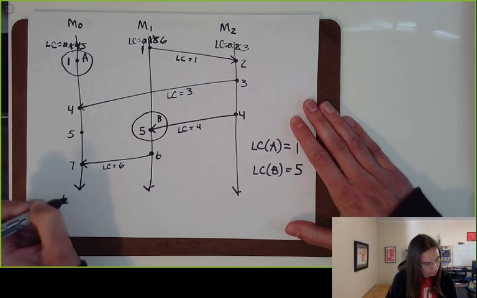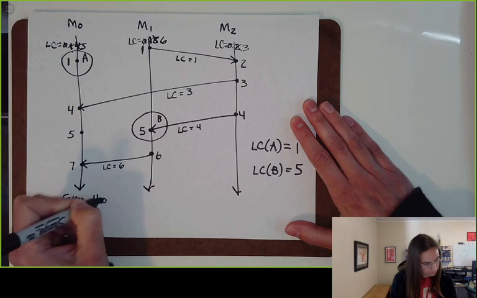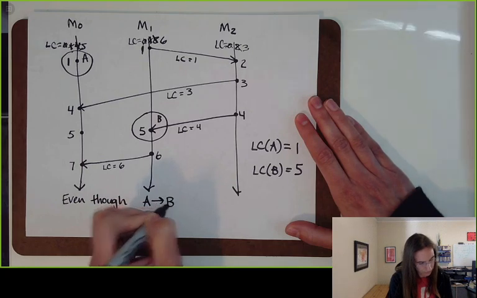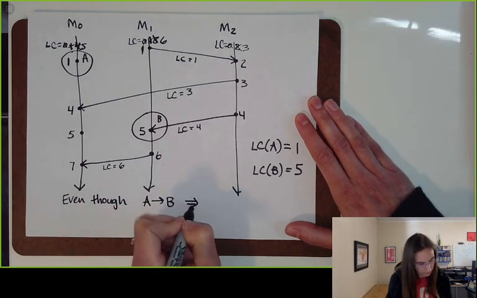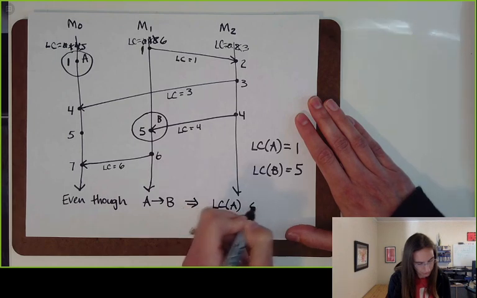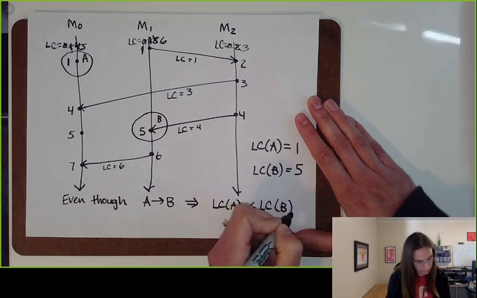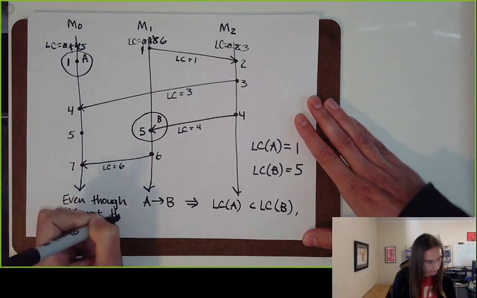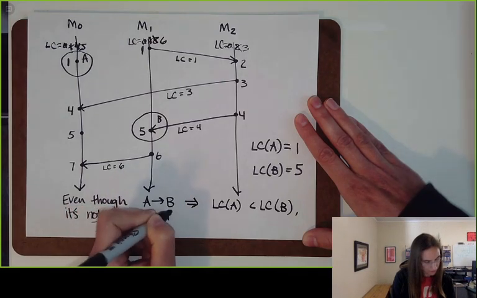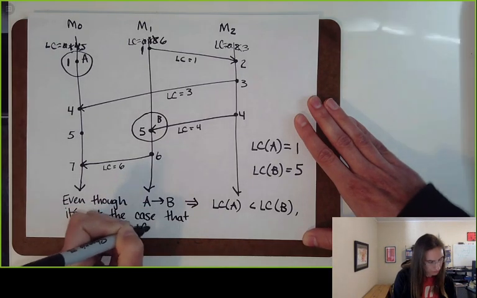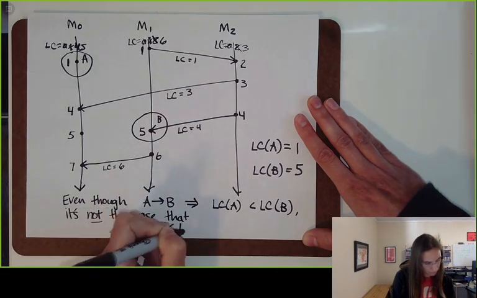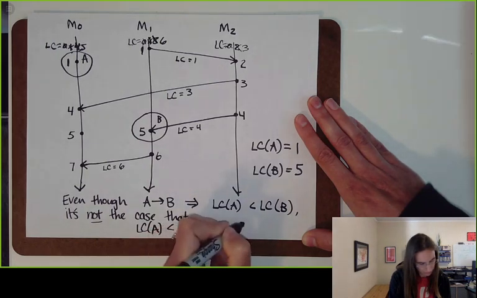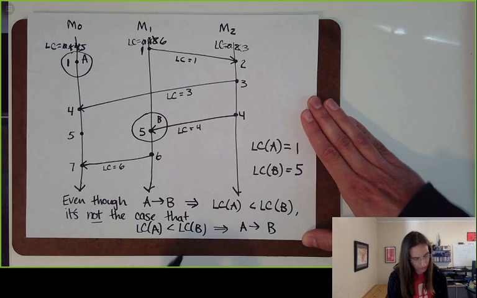So, even though we have this thing that says that if A happened before B, then the Lamport clock of A is less than the Lamport clock of B, it's not the case that if the Lamport clock of A is less than the Lamport clock of B, then A happens before B.